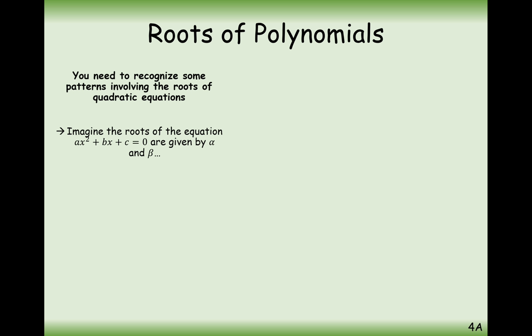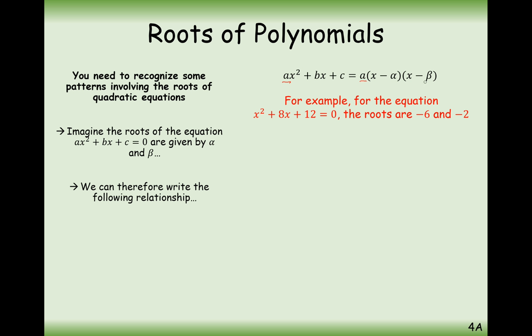Okay, so imagine the roots of the equation ax squared plus bx plus c are given by some alpha and beta values. We can therefore write down the following relationship: that ax squared plus bx plus c is equal to a, now a is effectively a factorised down number at the front here, the same a as this value at the front here, and in brackets x minus alpha, x minus beta. So remember, that's how we effectively solve quadratic equations. We try and factorise first, and then we solve them by finding out what value x has to be to make the bracket equal 0. And in the case here, it's alpha and beta.